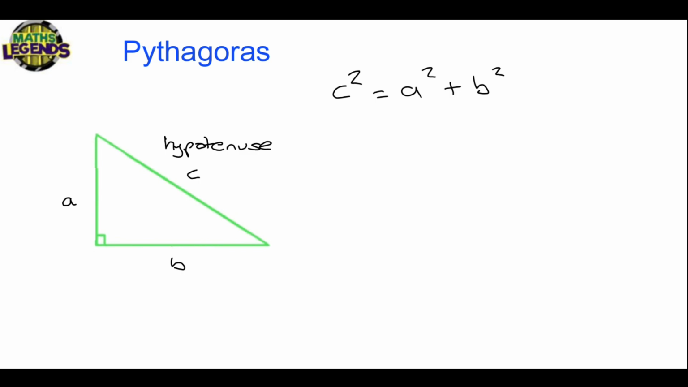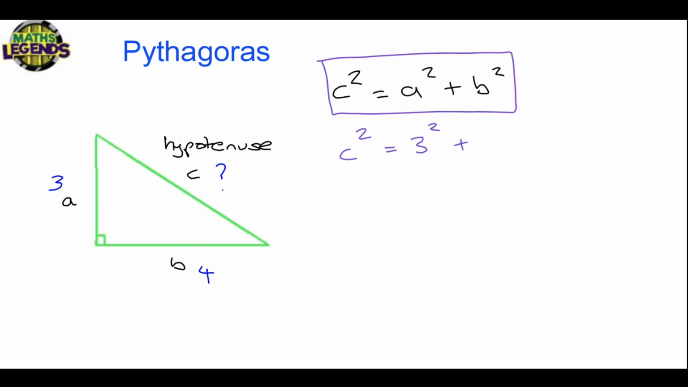Now let's say we know that a is 3 and b is 4, and we're asked to work out what c is. Then we simply plug these numbers into this formula, c squared equals a squared plus b squared. So c is the unknown, so we leave that as it is. C squared equals a, which is 3 squared, plus b squared, which is 4 squared. So let's simplify. C squared equals 9 plus 16, and then c squared equals 25.